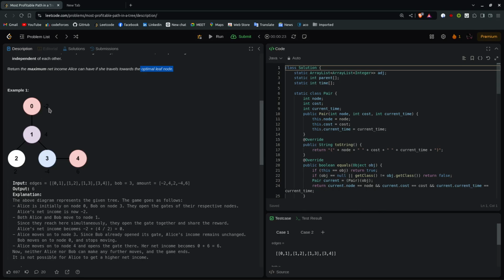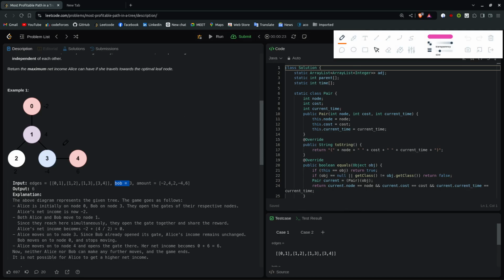Let's see the first sample case, where they have given us a tree with node 0 connected to 1, and node 1 connected to 2 as well as 3, and node 3 connected to 4. And they are saying that Bob is standing at node number 3. So initially Bob is located at this point, and Alice will always be at this position, which is the root node. And similarly, the amount for each node is given over here. So the amount for node 0 is given as -2, for node 1 it's 4, and so on and so forth.